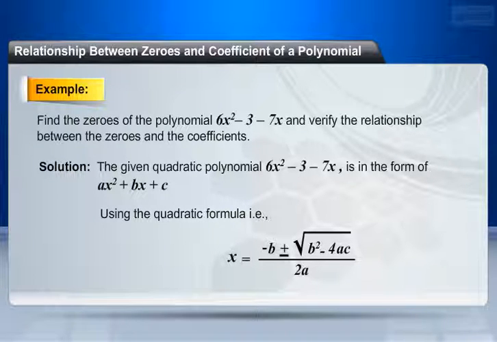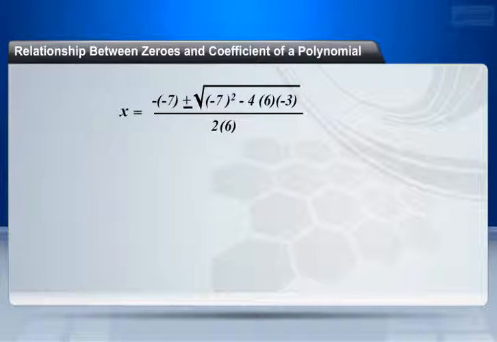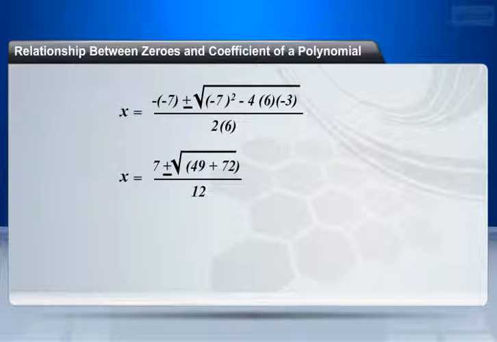Comparing the given polynomial with the general form, we get a is equal to 6, b is equal to minus 7, c is equal to minus 3. Substituting the a, b, and c values in the quadratic formula, we get x is equal to minus of minus 7 plus or minus square root of minus 7 square minus 4 into 6 into minus 3, by 2 into 6, which implies x is equal to 7 plus or minus square root of 49 plus 72 by 12. That is, x is equal to 7 plus or minus square root of 121 by 12.